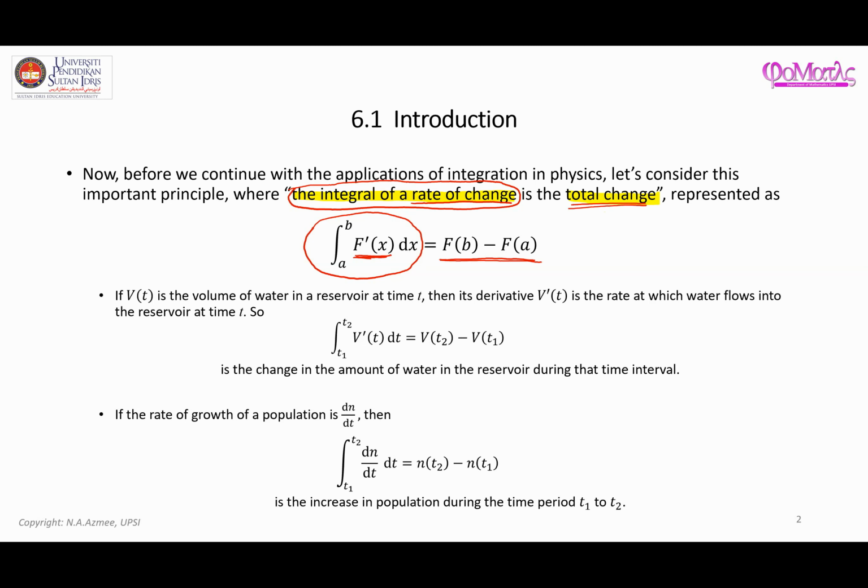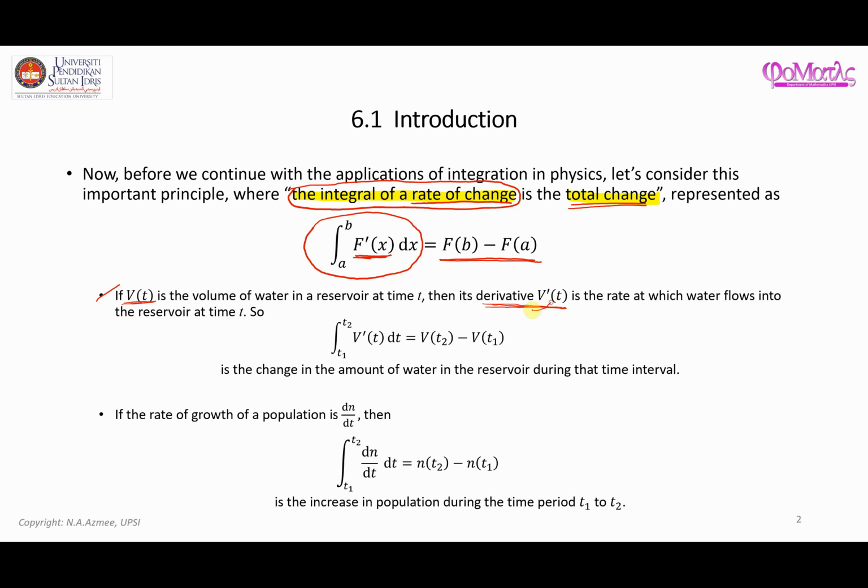When you consider the difference, you are essentially finding the total change. As an example, if you have this function here, which is the volume of water in a reservoir at time t, then its derivative, V prime t, is the rate at which water flows into the reservoir at time t.